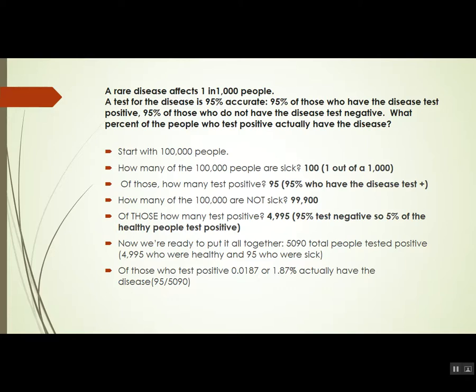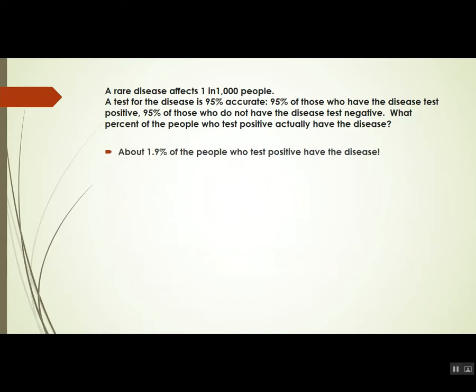It's kind of surprising. If it's a 95% accurate test, you think, okay, if you test positive, you're probably sick. But when it's a very rare disease, then the small number of false positives totally outweigh the number of true positives. So our final answer is about 1.9% of the people who test positive have the disease.